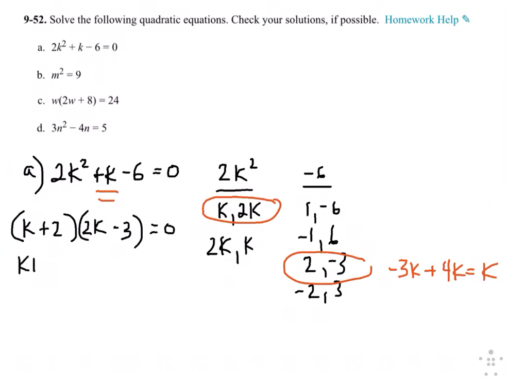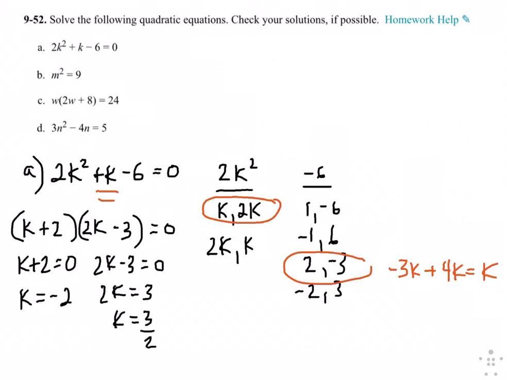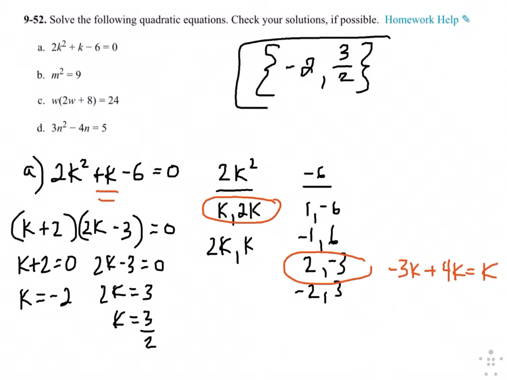So k plus 2 is 0, or 2k minus 3 is 0. k equals negative 2, 2k equals 3, k equals 3 halves. So I'm going to write the answer up here, right? The answer is negative 2 and 3 halves. There's the answer to A.